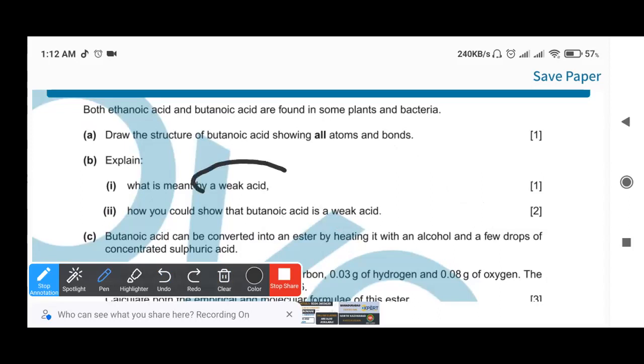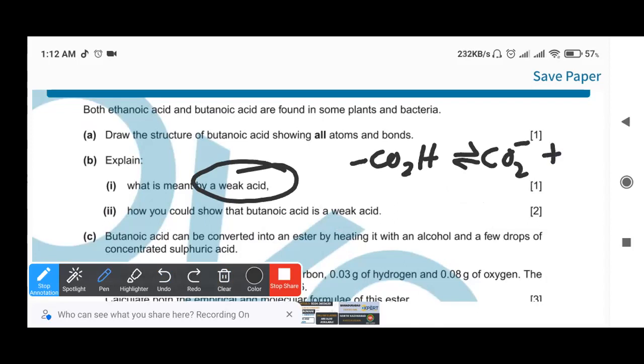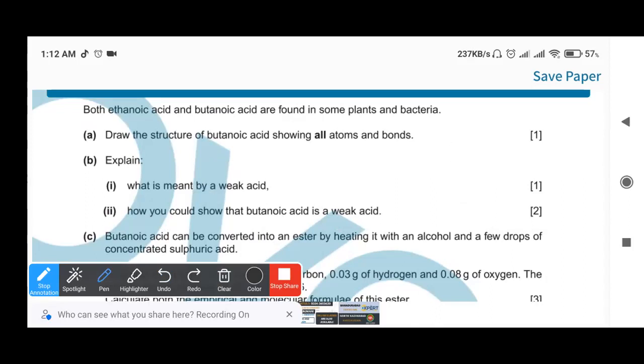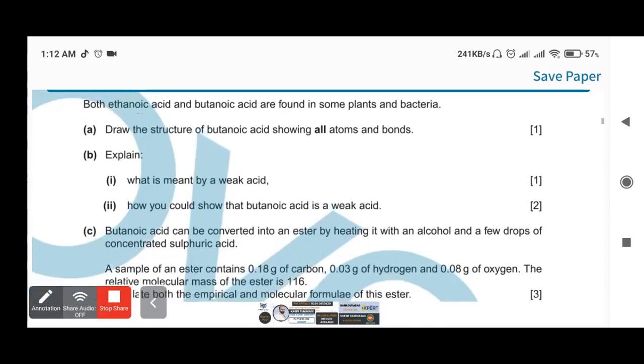So you know what is the meaning of weak acid? Weak means it undergoes incomplete ionization or partial ionization. That means the CO2H only dissociates reversibly to give CO2 minus and H plus. So since it dissociates reversibly, it's a weak acid.